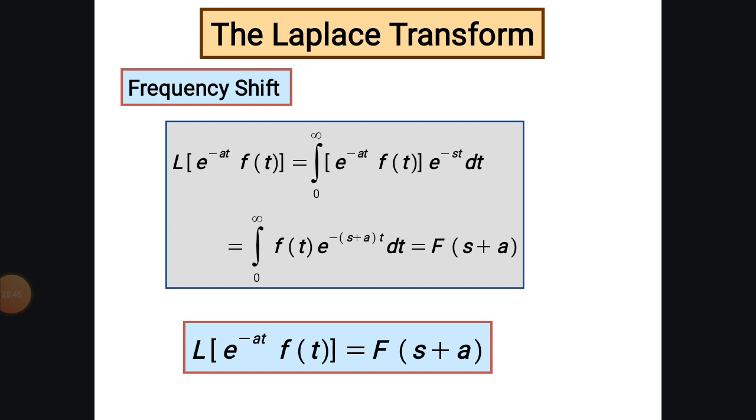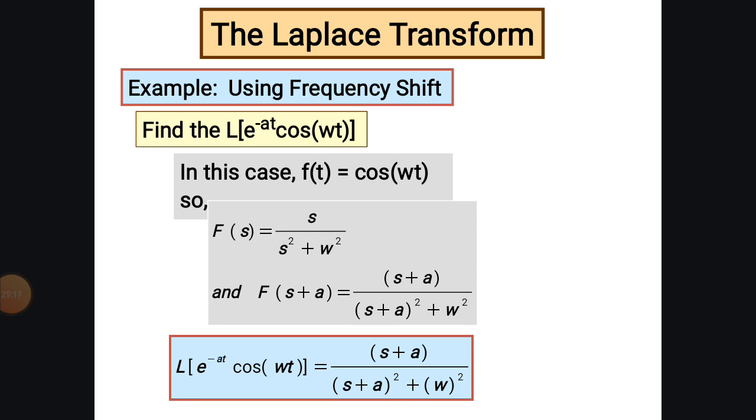Next formula is frequency shift. That is, if we multiply the function f of t by e raised to minus at, then in its transform s gets shifted by a, that is F of s plus a. How does it come? It is shown here. Just see the formula. Laplace of e raised to minus at f of t is F of s plus a.